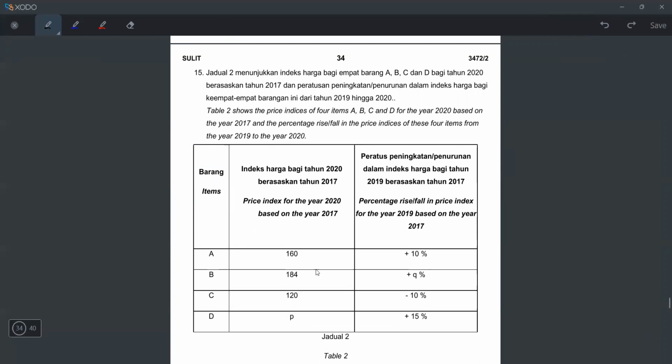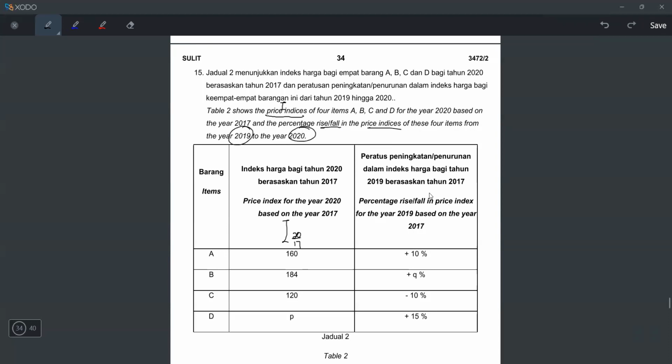Table 2 shows the price indices of 4 items A, B, C, D. Price indices means the I, right? For the year 2020 based on 2017. This one, they're talking about this. Means this is the I for 2020 over 2017. And then the percentage rise fall in the price indices of 4 items from the year 2019 to 2020.